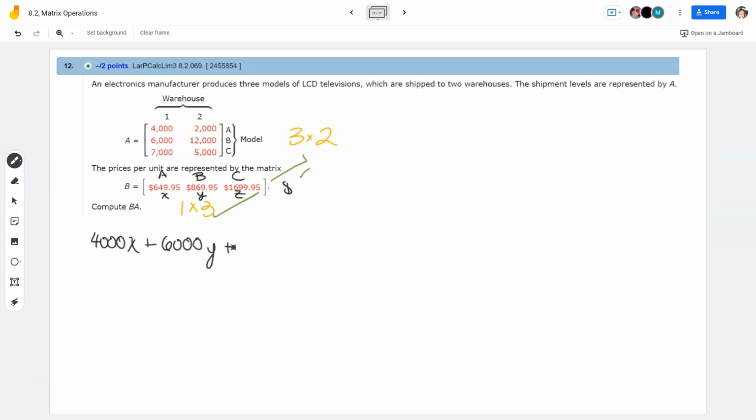I'm doing it in the wrong order, 7,000 Z. So that would be the first, right? The first row times the first column, but then I would also need to do the first row times the second column. I go across and down, like we just talked about, like how we had to go over to the next column. So then I would have, no, not 4,000. Now I'd have 2,000 plus 12,000 plus 5,000.